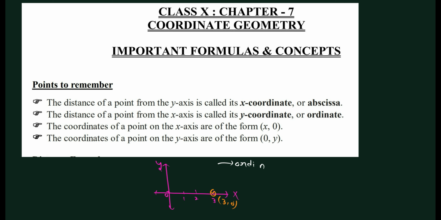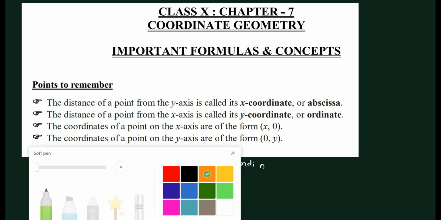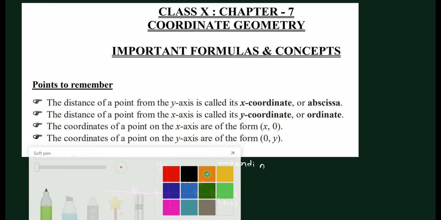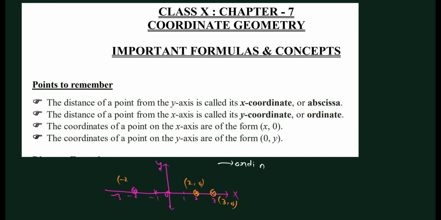The point which lies on the x-axis is in the form (x, 0). For example, it is 2. So this point lies on the x-axis and it is in the form (2, 0). When you extend in this direction, the values are negative, so these are -1, -2, -3. The point which lies on the x-axis is in the form (x, 0). So this we can write as (-2, 0).